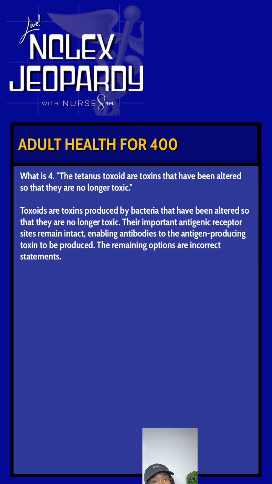It says toxoids are toxins produced by bacteria that have been altered so that they are no longer toxic. Their important antigenic receptor sites remain intact, enabling antibodies to the antigen-producing toxin to be produced. The remaining options are incorrect statements, so our correct answer, again, is what is 4. Okay? Great job. I literally think everyone got that.